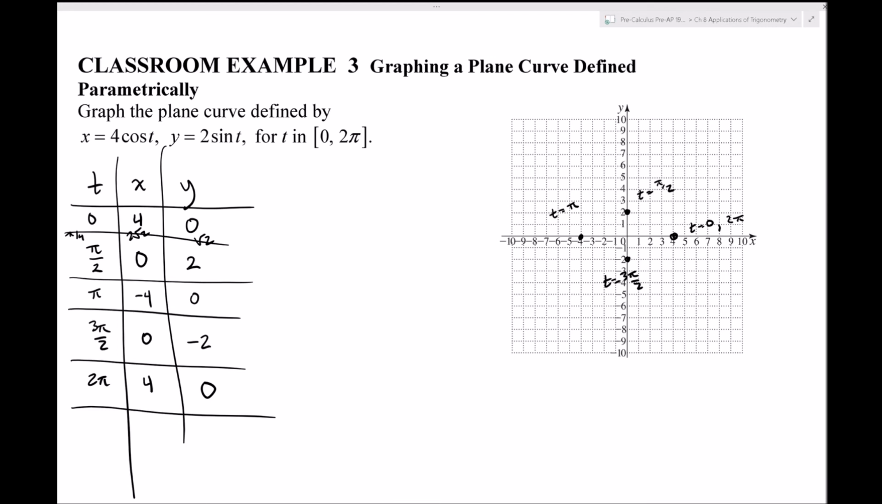2 square root of 2 is like 2.8. And then square root of 2 is 1.4. Yeah, 1.4. So it's like 2.8, which is about a 3, and then 1.4 somewhere around here. So yeah, it's going to end up looking like an ellipse. So I'm not going to draw any more than that. It's an ellipse.